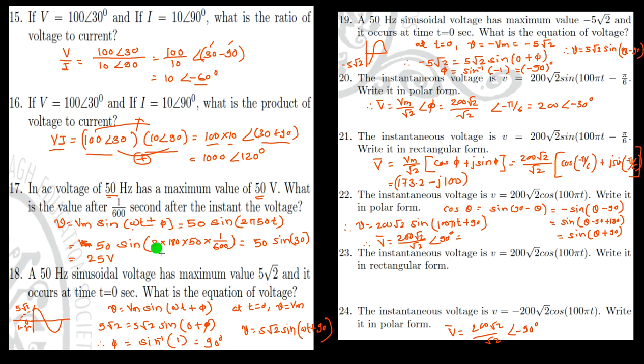So 50 sine 2 pi 50 t. Substitute pi is equal to 180 if your calculator is in degree mode. So 2 into 180 into 50, and the time is 1 upon 600, so 50 into sine 30 will give you 25 volt.